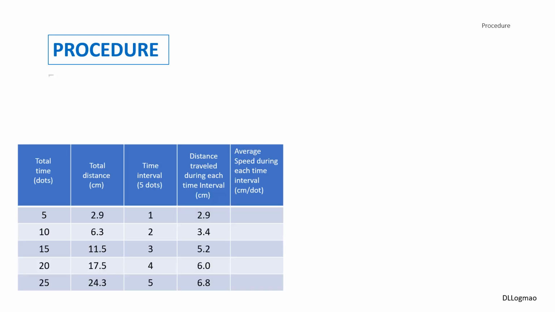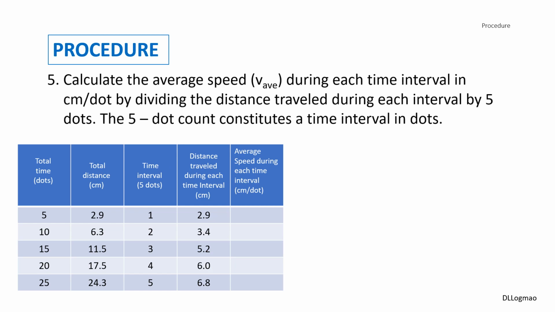Step number 5. Calculate the average speed V sub average during each time interval in centimeter per dot by dividing the distance traveled during each time interval by 5 dots. The 5 dot counts constitute a time interval in dots. The average speed is the distance traveled during each time interval, x, divided by 5 dots.